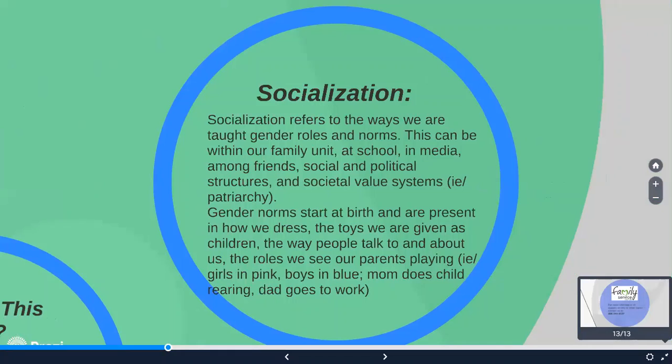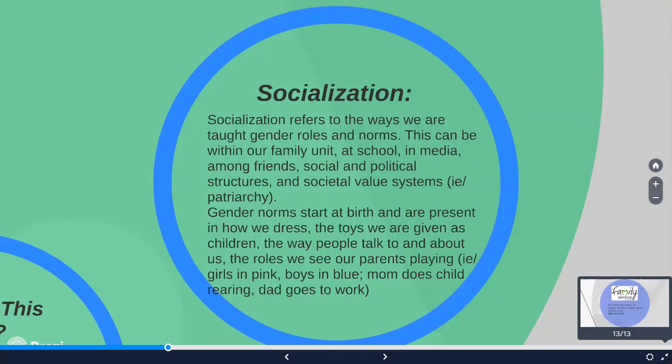Socialization refers to the ways that we're taught gender roles and norms. So this teaching happens within our family units. It happens at school when we're school-aged, in media. It comes through like the commercials and TV shows that we're watching. It's in our friend groups, the social and political structures that are kind of around us, and societal value systems. So here we have an example, patriarchy, right? The societal idea that men are above women in a patriarchal society.